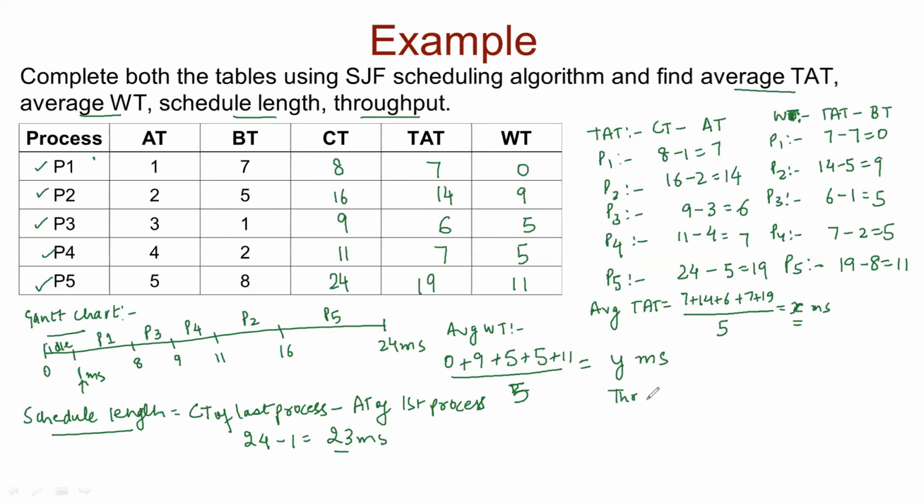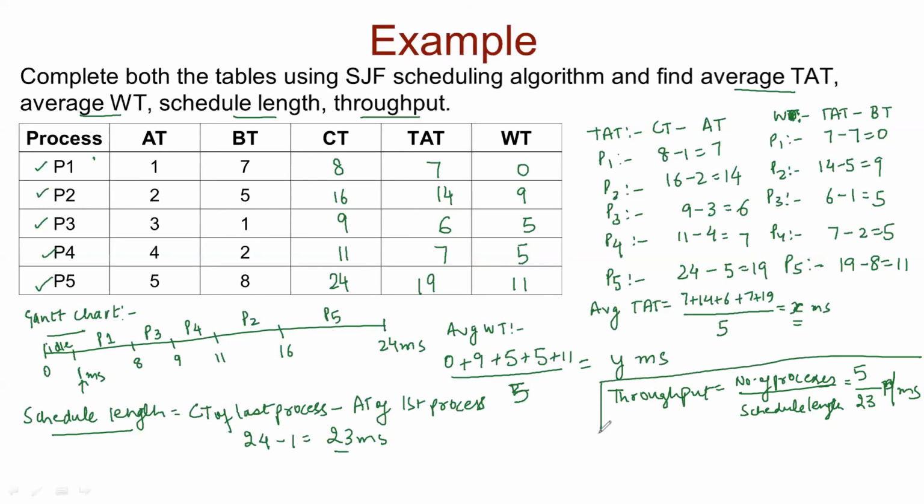Next is throughput. Throughput is the number of processes divided by the schedule length. And in this case, it is 5 divided by 23 processes per millisecond. 5 by 23 processes complete in 1 millisecond. So this is the throughput.